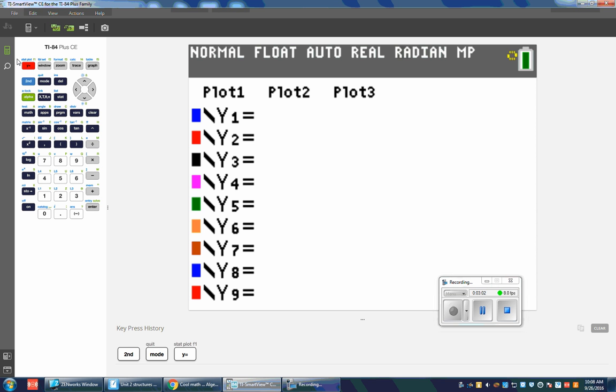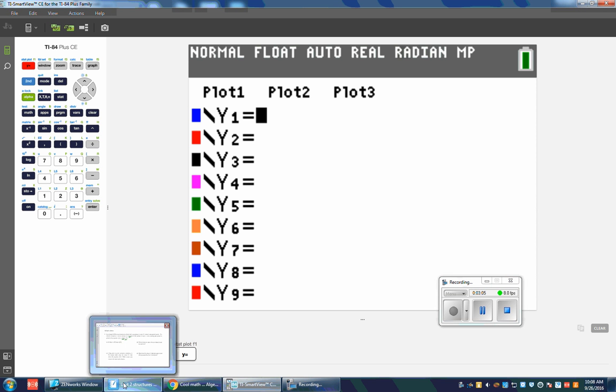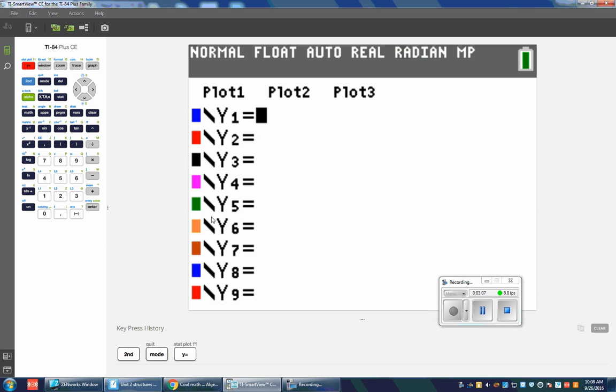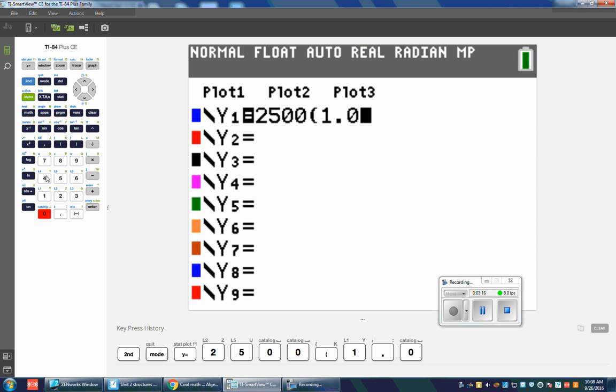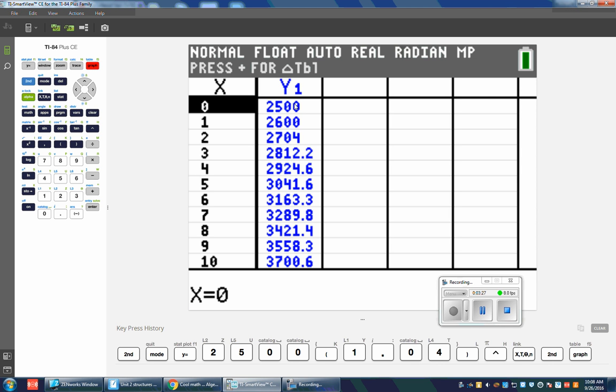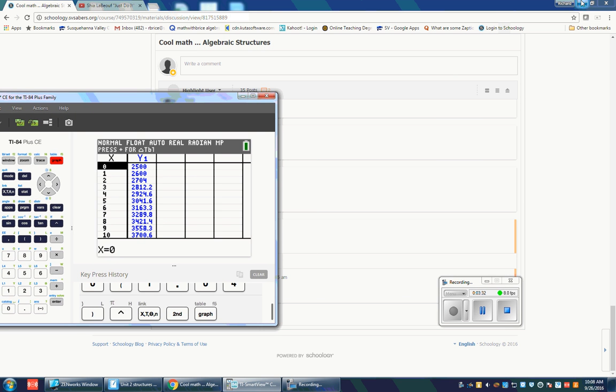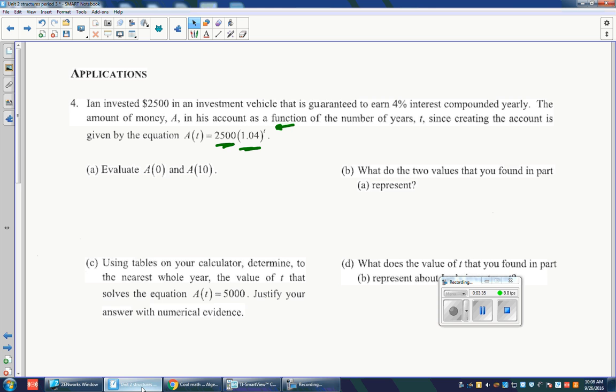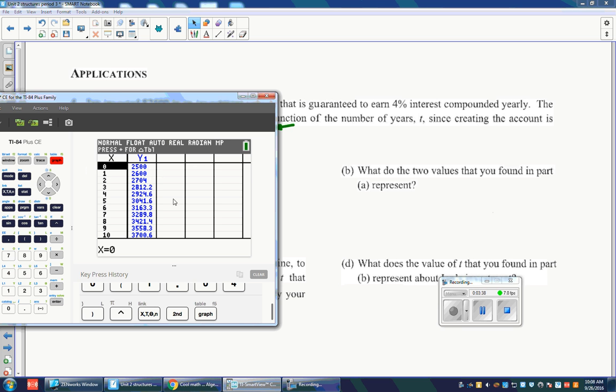However, let's do this on the calculator. Y equals 2,500, then a parenthesis, 1.04, close parenthesis, exponent x. Here we go. And then I can hit table, and 0 is 2,500. The reason why I hit table is because the other one actually just drags it right on.